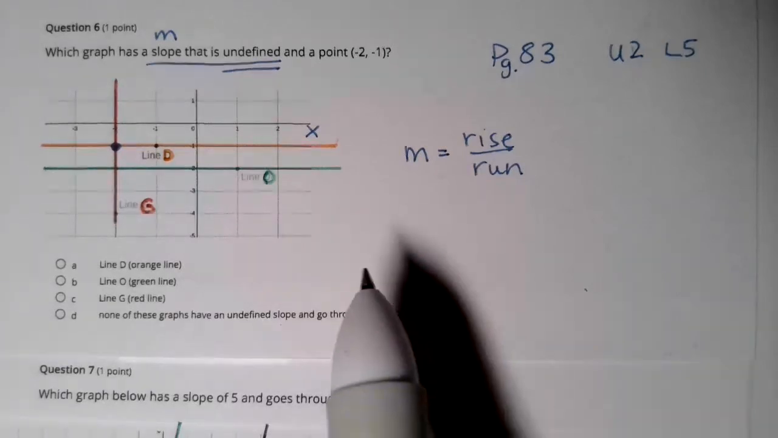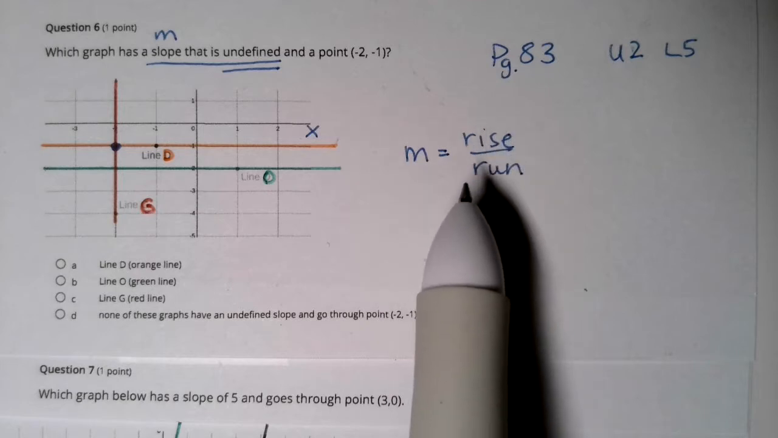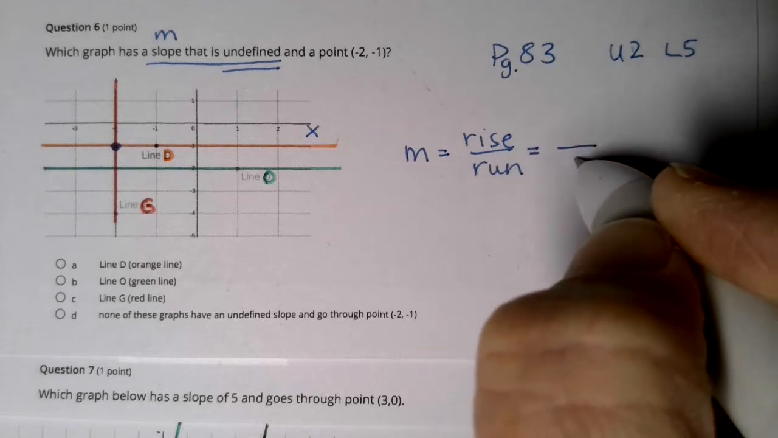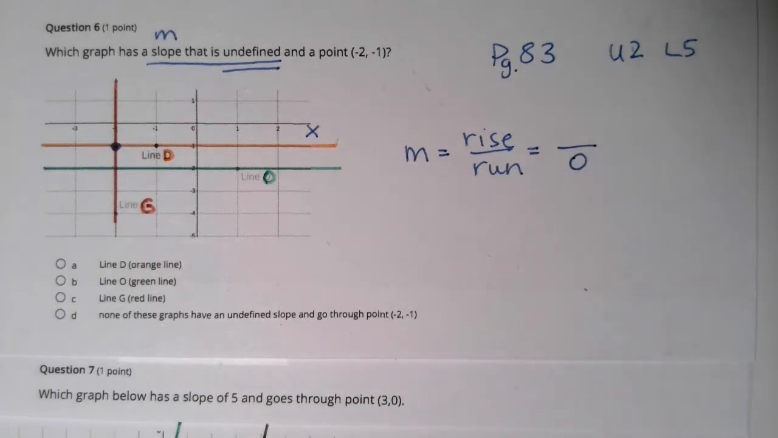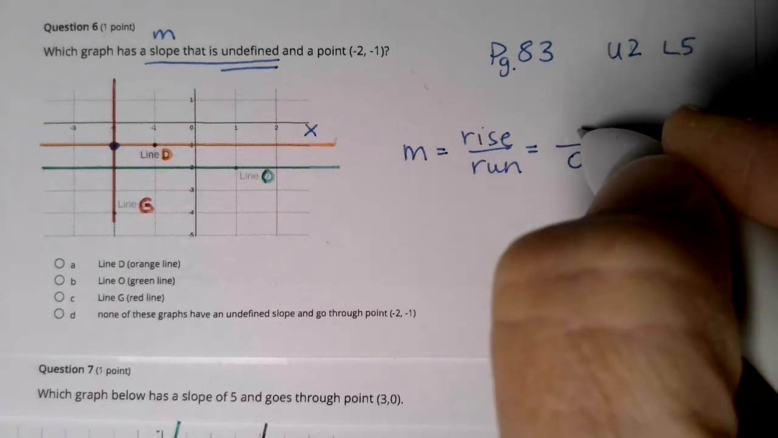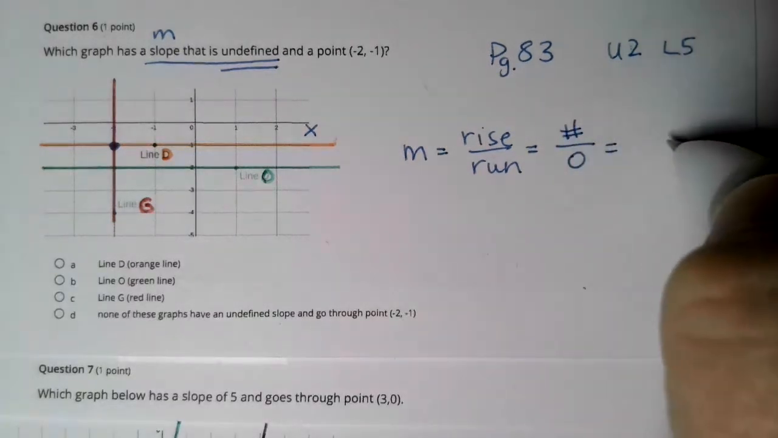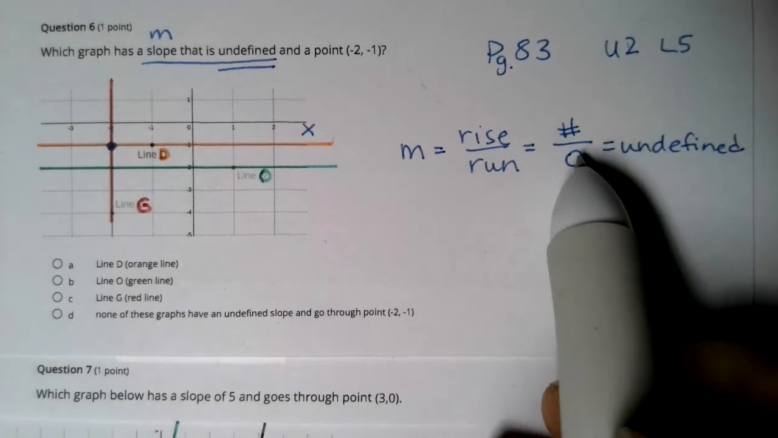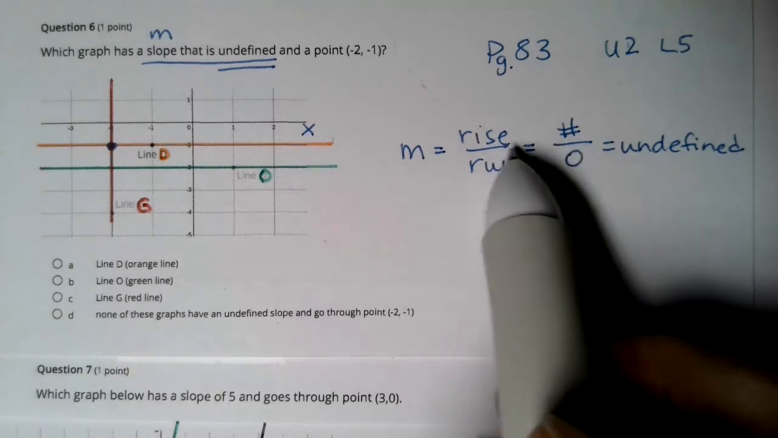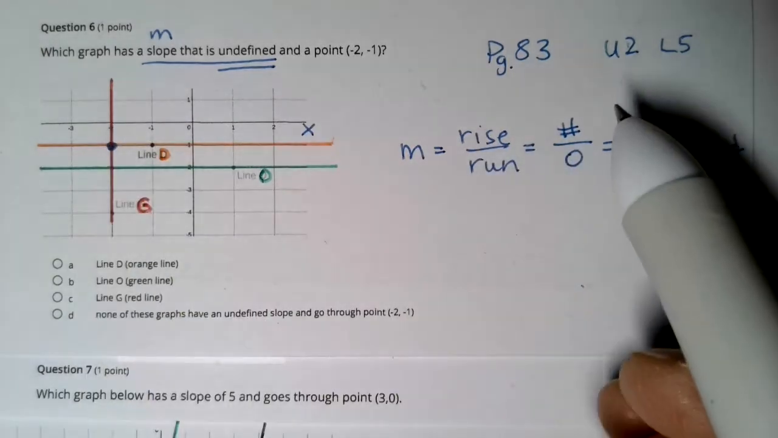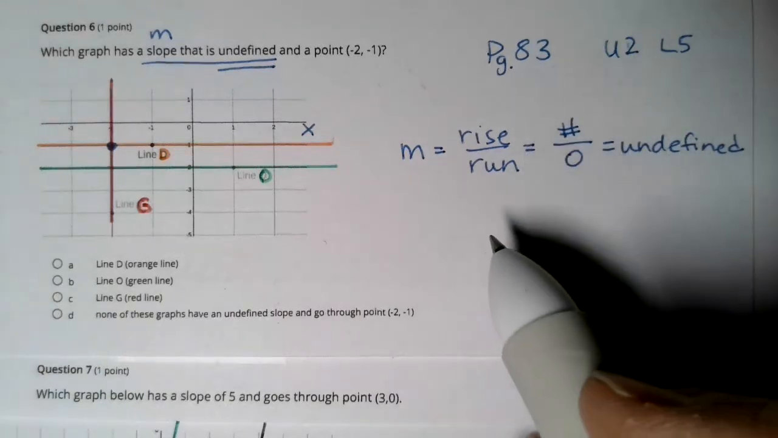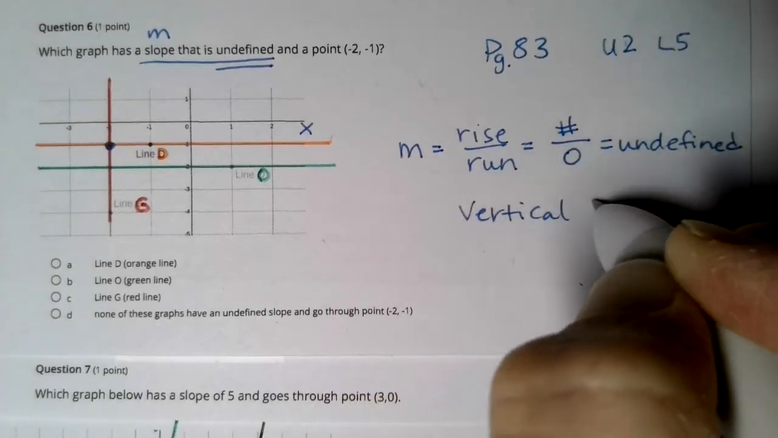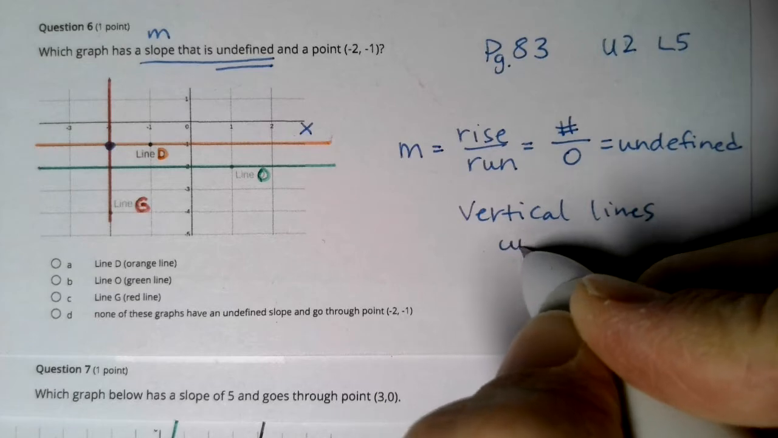So in thinking about what slope would be undefined, we're thinking of this as rise over run. Something is undefined when you are dividing by 0. You're not allowed to divide by 0 or you get an error on a calculator. So an undefined slope is going to be some number divided by 0. And that's going to be where we have no run, but we do have rise, which is a vertical line. Again, you can refer to page 83, and it talks about this. We summarized this to say that vertical lines, all vertical lines, have an undefined slope.